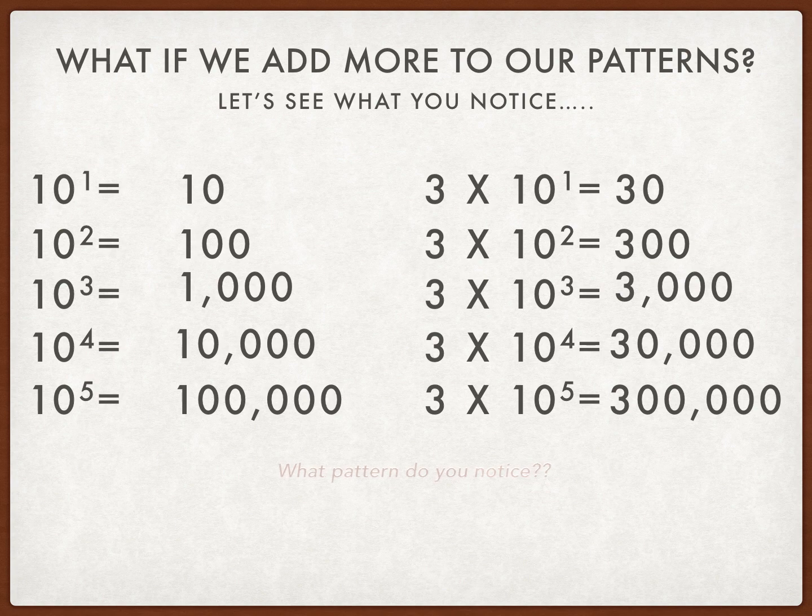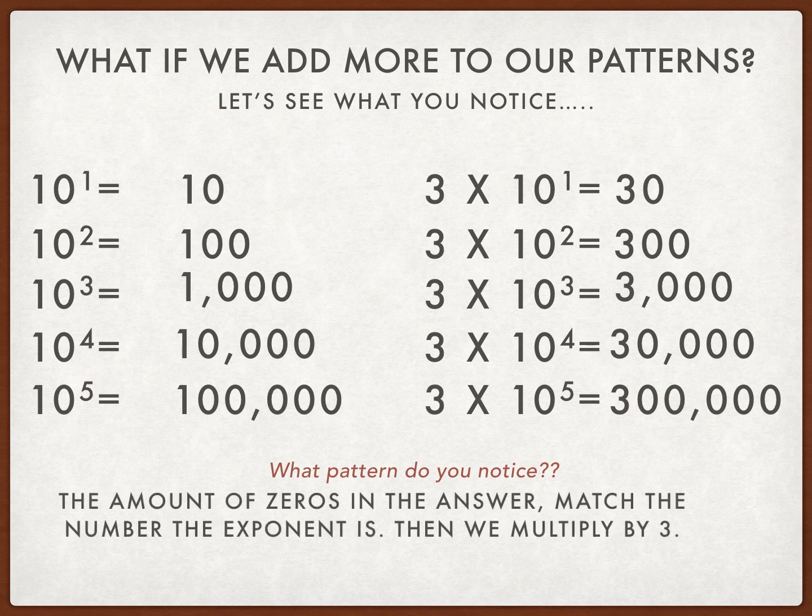What pattern do you notice now? If you look, it's the same pattern as what we had last time. The amount of zeros in the answers match the number the exponent is. But this time, all we had to do was multiply it by a 3 as well. So that's why the numbers start with the 3. So we get 30, 300, 3,000, 30,000, 300,000.